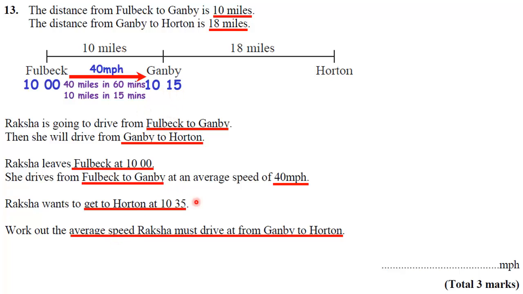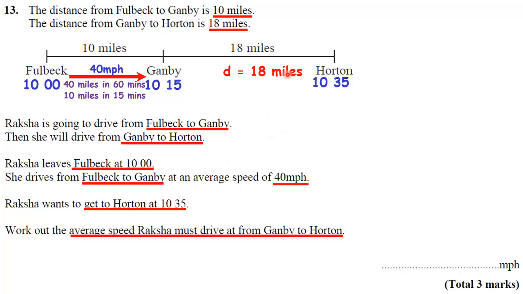Okay, carrying on reading this. So we've got to this point here. She drives from Fulbeck to Ganby at an average speed of 40 miles per hour, and that helped us work out that she's going to get to Ganby at 10:15. She wants to get to Horton at 10:35. So she wants to get there at 10:35. So how long is it going to take her to do this?